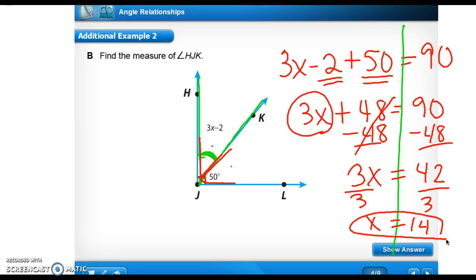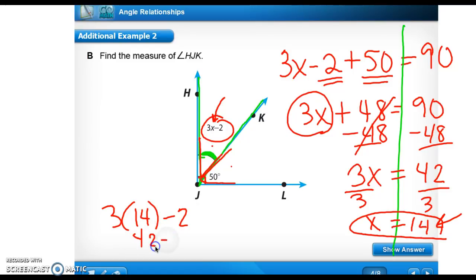Did that answer the question? No, the question didn't say what is x. It says find the measure of angle HJK. So I've got to figure out, well, what is 3x minus 2? To do that, in place of the x, I'm going to put in 14. So I'm going to figure out what is 3 times 14 minus 2. So 3 times 14 is 42, and 42 minus 2 is 40.